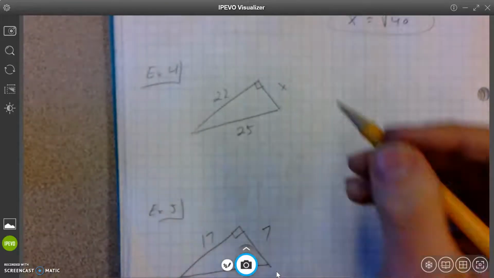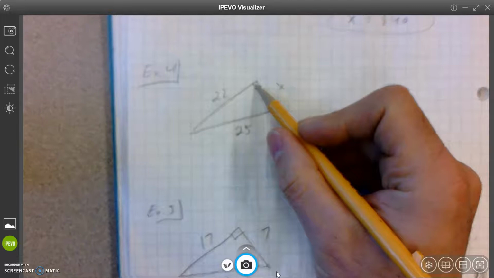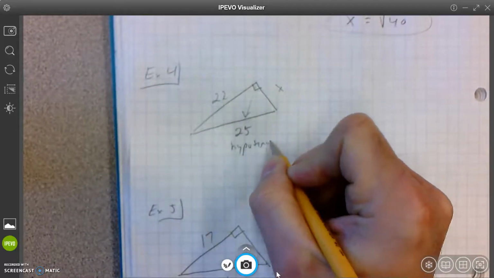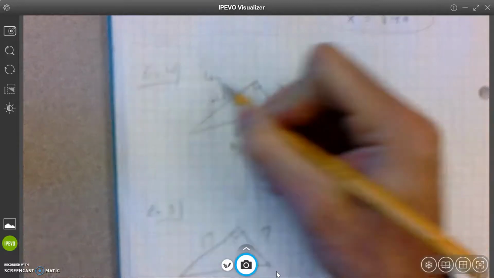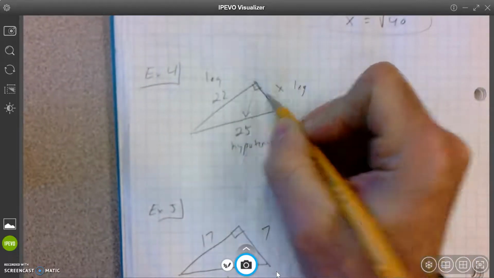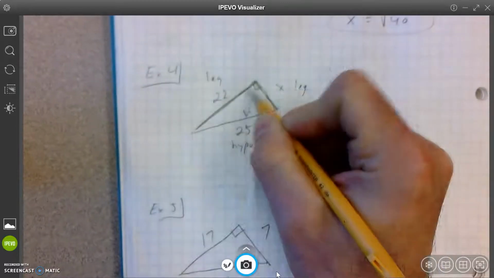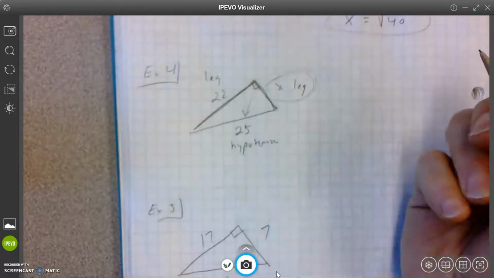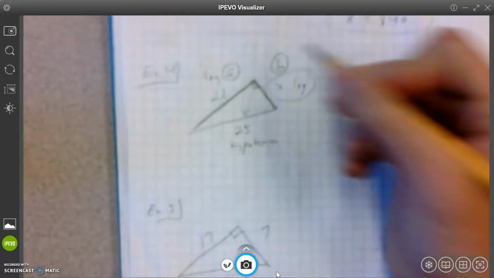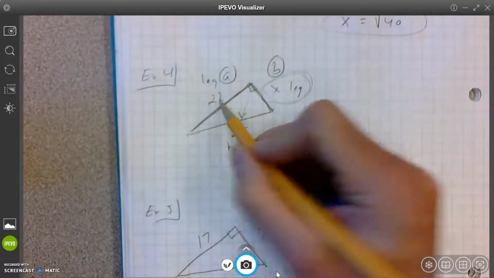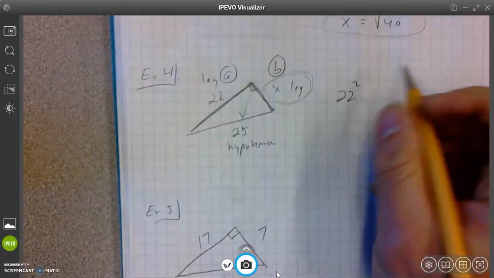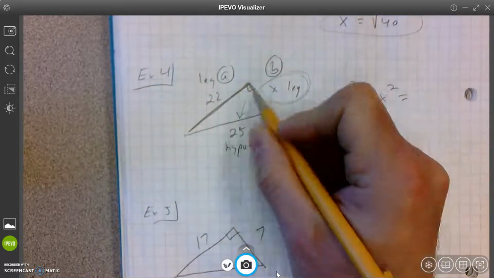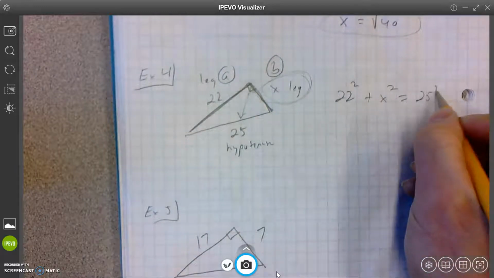Woo! Let's try it. Oh my goodness, it's upside down. So notice that arrow I draw, that is called the hypotenuse. There we go. So that means this is a leg, because it makes up the right angle. So what am I trying to find here? I'm trying to find the leg. So it could be A or B, it doesn't matter. Let's call this A, this B, just to show you something different. It doesn't matter. So 22 squared plus leg squared equals hypotenuse, opposite the right angle, 25 squared.